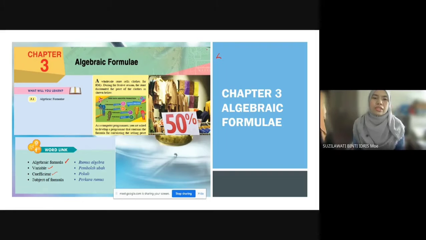Example. Apa coefficient ni? Example, 5x. Which one is the coefficient? Boys, write the answer in chat. Which one is the coefficient? You look at my slide, I write there 5x. Which one is the coefficient in this term? Okay, I saw your answer in chat, boys. Which one is the coefficient, boys? Okay, which one is the variable? If you don't know which one is coefficient, which one is the variable?